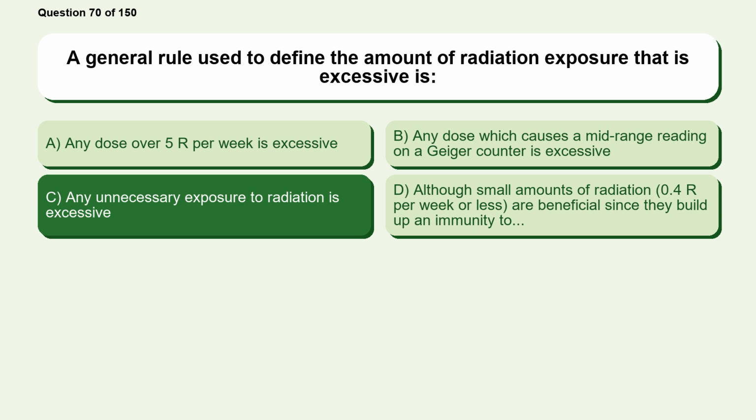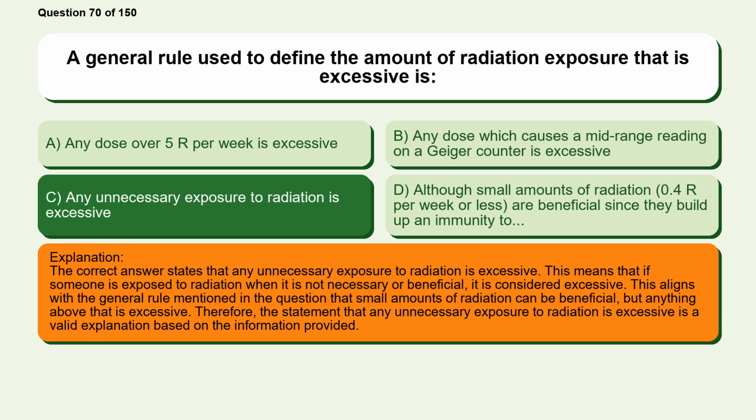Any unnecessary exposure to radiation is excessive. The correct answer states that any unnecessary exposure to radiation is excessive. This means that if someone is exposed to radiation when it is not necessary or beneficial, it is considered excessive. This aligns with the general rule mentioned in the question that small amounts of radiation can be beneficial, but anything above that is excessive. Therefore, the statement that any unnecessary exposure to radiation is excessive is a valid explanation based on the information provided.